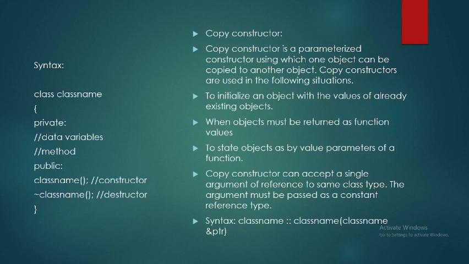Copy constructor. This is also a parameterized constructor, but here you create an object and give it some initial values, and then you copy the values of that object while creating another object. The constructor can accept a single argument or reference to same class type. The argument must be passed as a constant reference type. Here the syntax is you use the class name, scope resolution operator, class name, and then the class name and pointer.